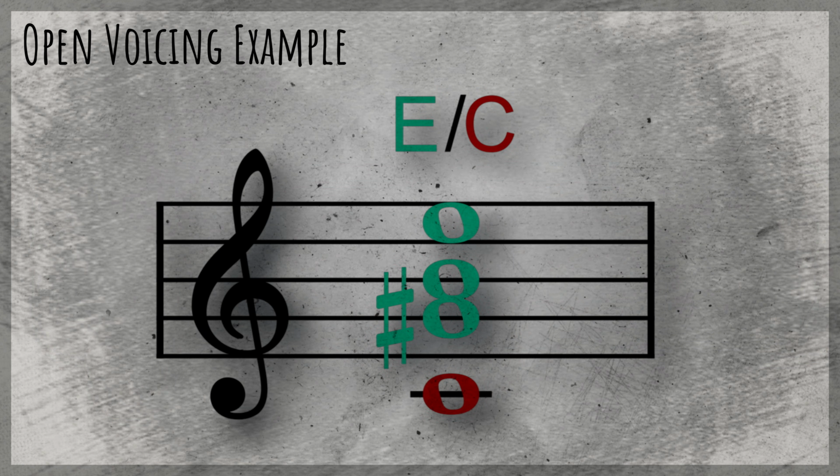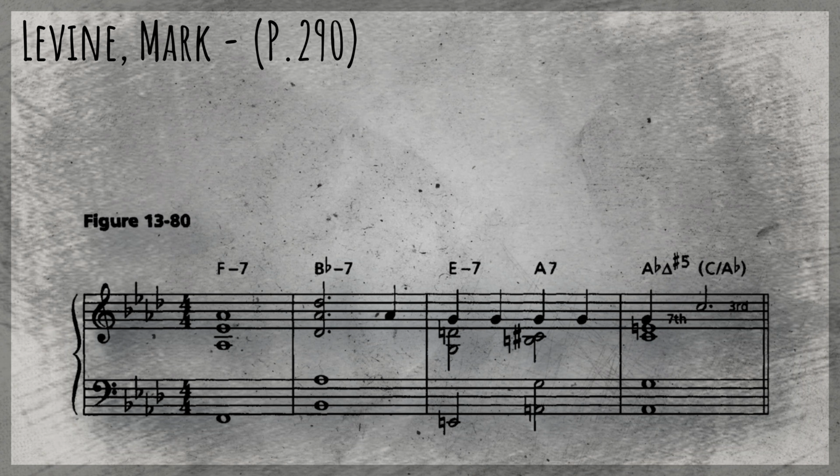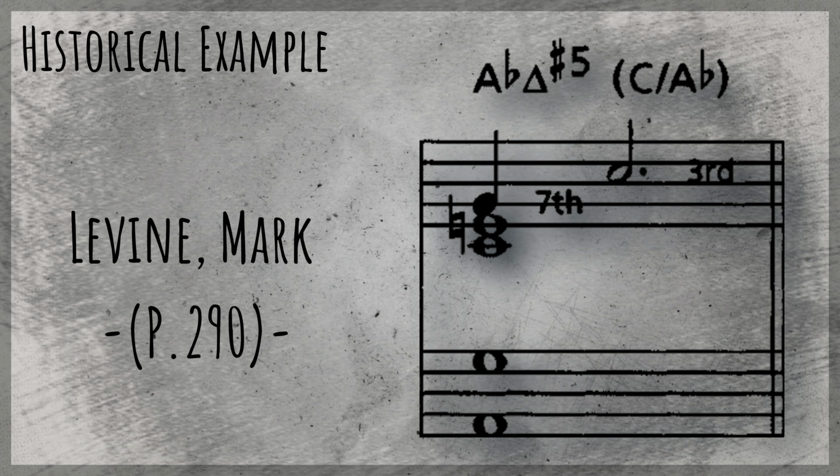Note that this chord can be analyzed as an E over C slash chord. I was looking for historical examples of this chord's use, and found one in the Jazz Theory book by Mark Levine. On page 290, Levine cites a passage from Jerome Kern's All the Things You Are. Here, the A-flat Major 7 sharp 5 is voiced as a slash chord that supports the 3rd and 7th scale degree from the melody.